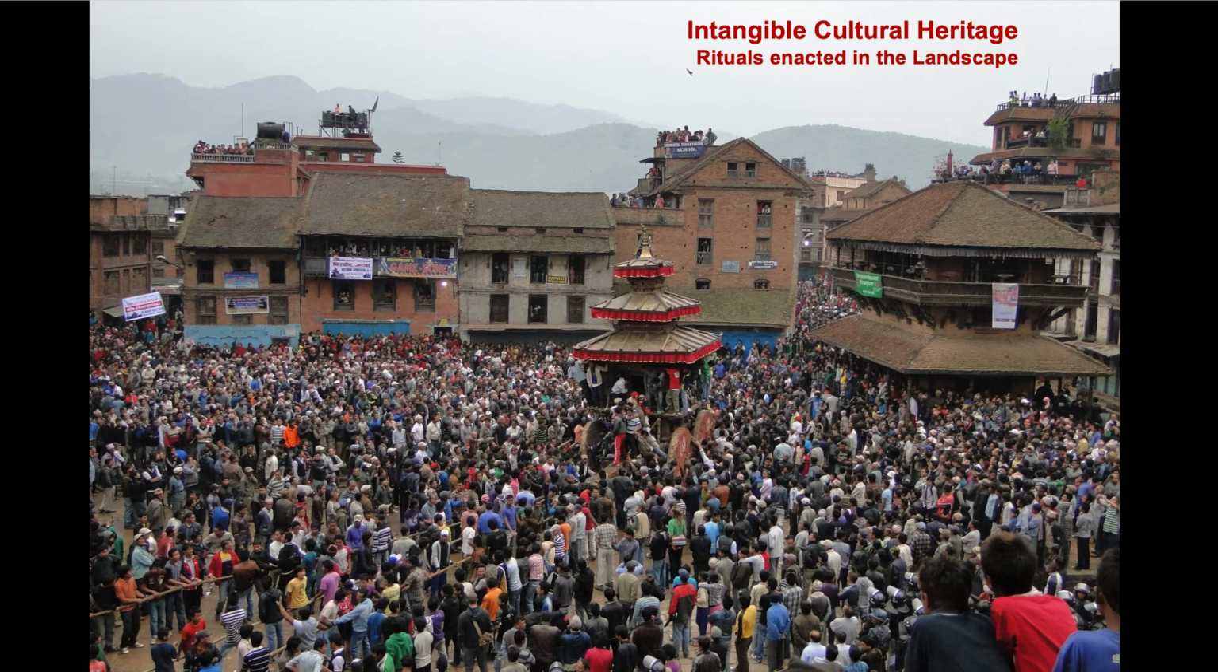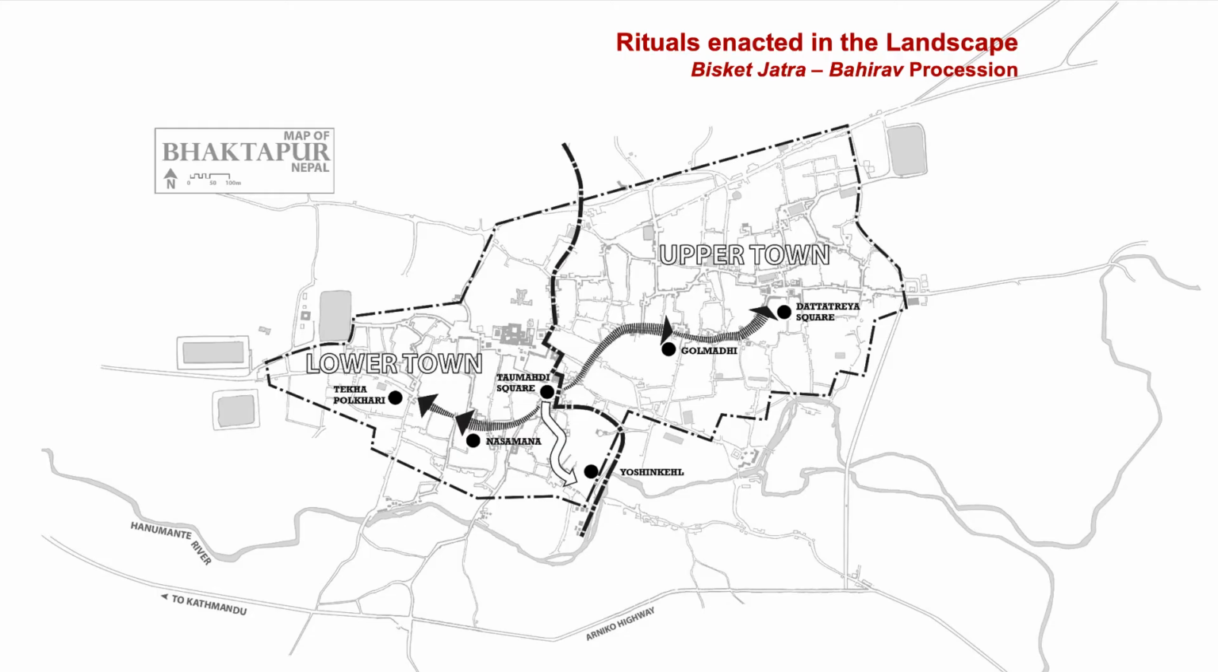This particular belief system is related to the foundation myth of the city of Bhaktapur and the country of Nepal. So in this map, I'm showing how these things happen. So here's the Taumadhi Square that they start from here. So if the people from the upper town are able to pull the chariot, they would pull it all the way here, and then they will pull after that all the way to the Dattatreya Square, one of the squares that I talked about earlier.